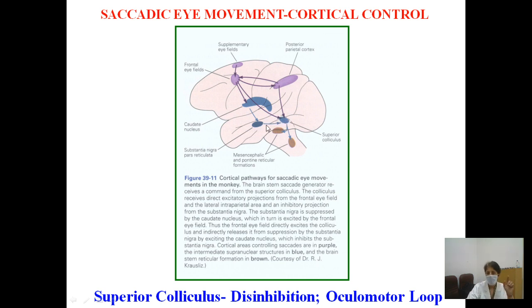So what happens? You could have direct stimulation of the superior colliculus by the frontal eye field, or when a movement has to be initiated, it activates the caudate nucleus. The caudate nucleus, once stimulated, sends out inhibitory output to the substantia nigra, and since the substantia nigra sends inhibitory output to the superior colliculus, by inhibiting the substantia nigra, it prevents the inhibition of the superior colliculus. This is known as disinhibition. So by activating the caudate nucleus, it inhibits the substantia nigra, and thus the inhibition of the superior colliculus is prevented.